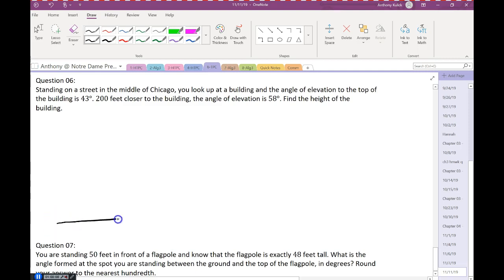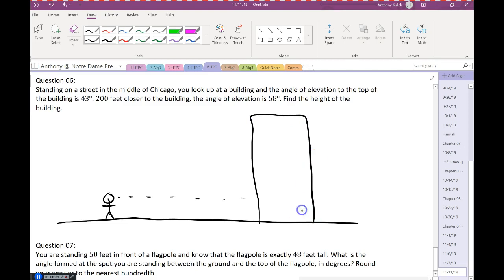Standing in the street in the middle of Chicago, you look up at a building and the angle of elevation to the top of the building is 43 degrees. So here's our line of sight. The angle of elevation is measured from the line of sight to the terminal side of our angle. 200 feet closer to the building, you look up and the angle of elevation is now 58 degrees. Find the height of the building.